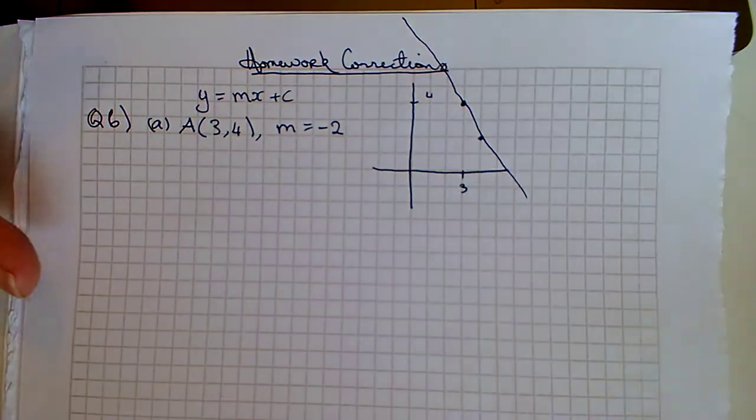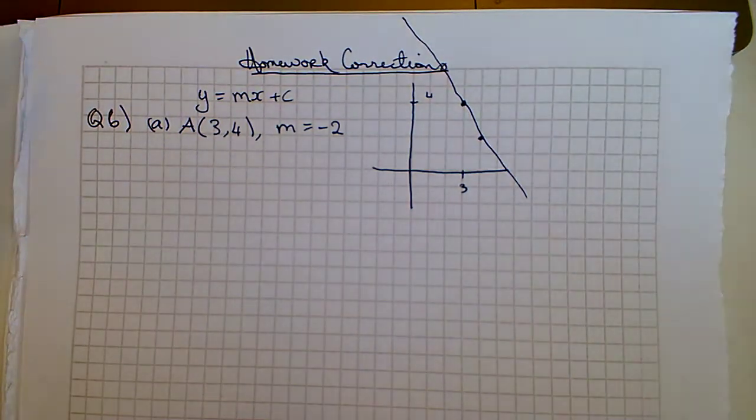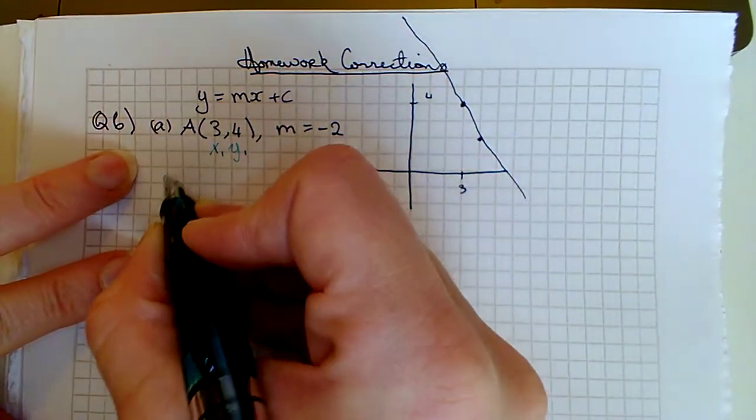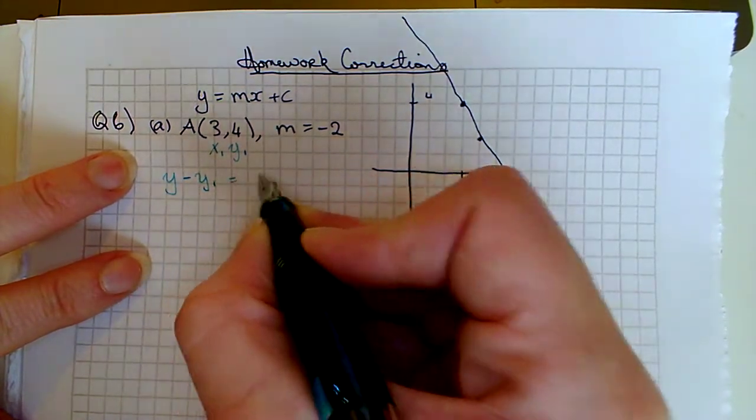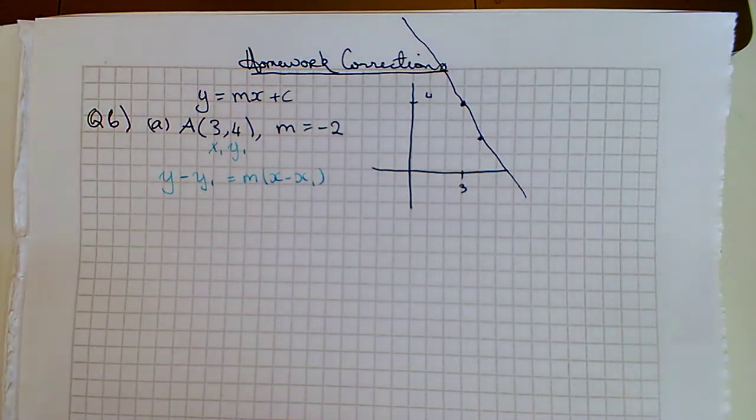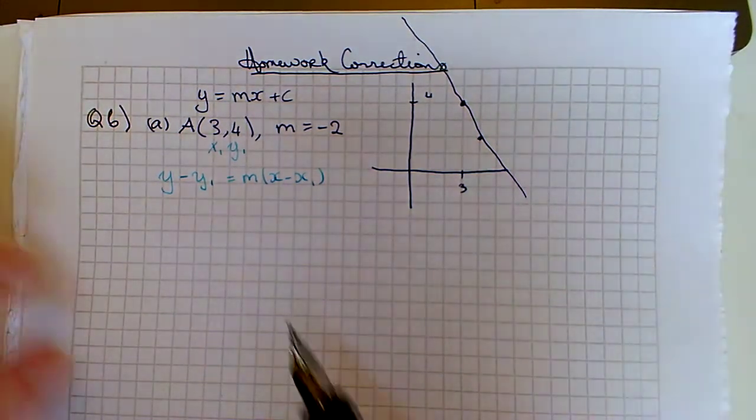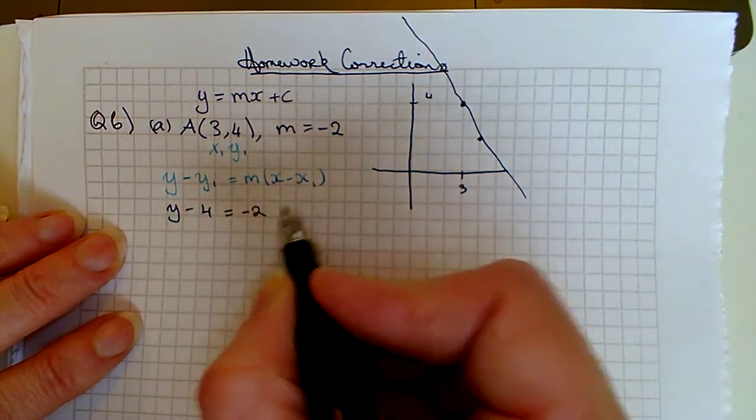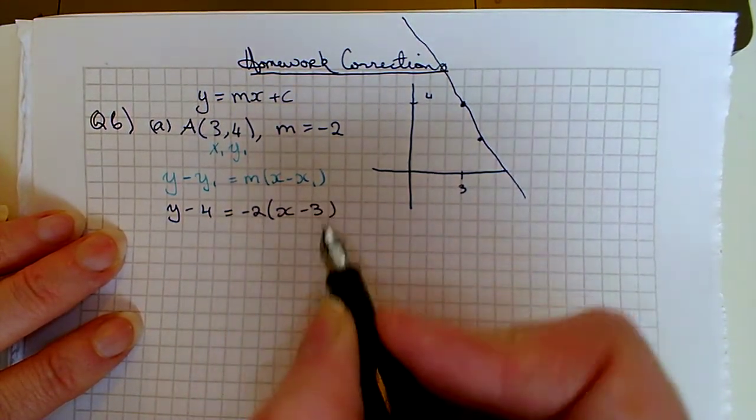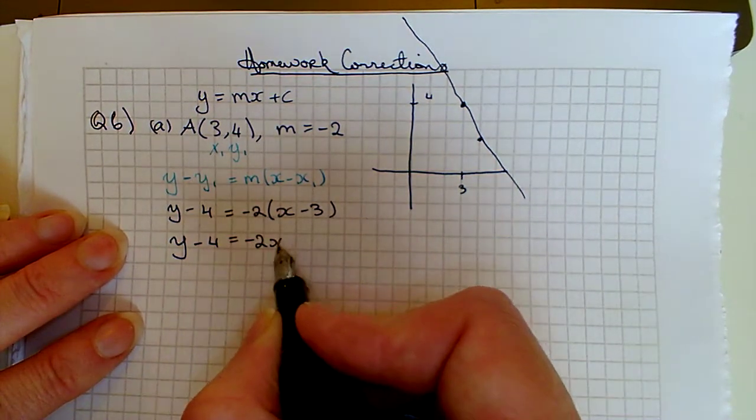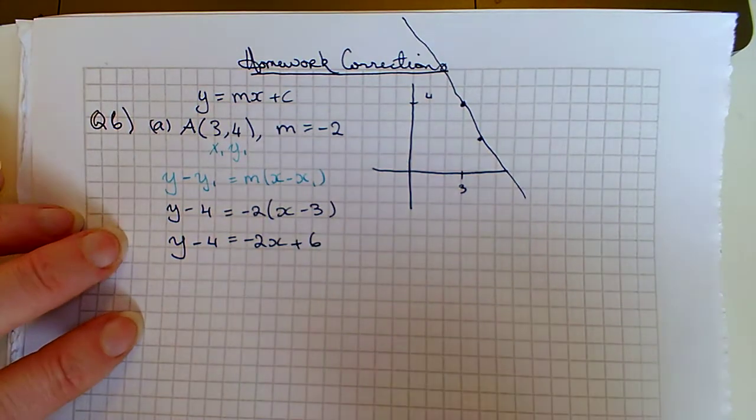But what I'm actually going to need to do when they give it to me like this is use my formula. And my formula is y minus y1 equals m by x minus x1. So I fill into this formula y minus 4 equals -2 by x minus 3, and then I multiply everything out. Y minus 4 equals -2x plus 6.